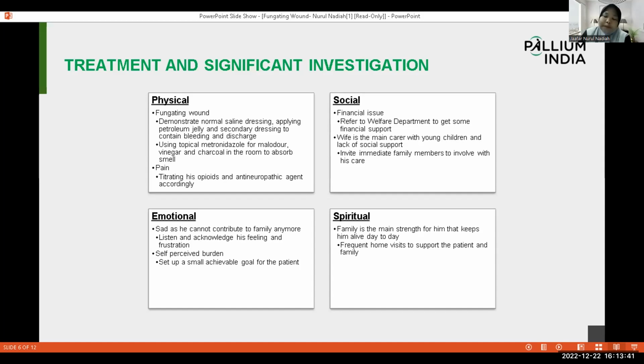In terms of the spiritual, family is the main strength for him that keeps him alive day to day. So for this, we are doing frequent home visits to support not only the patient, but also the family members, the young children, and also the wife.